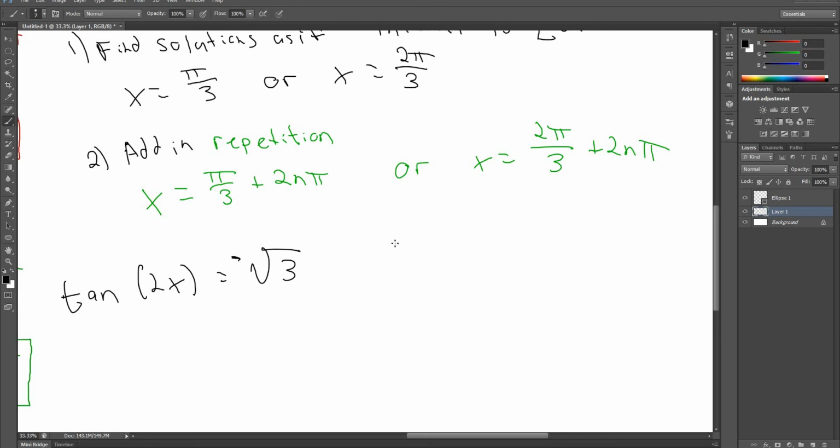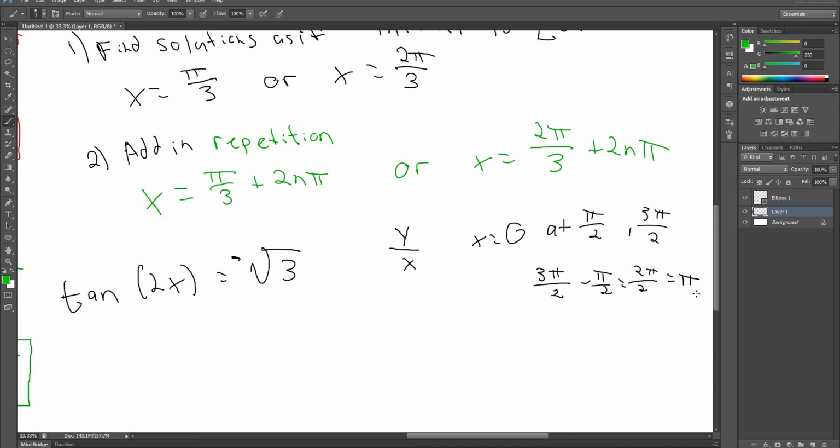Okay. We know tangent is represented as y over x. We know that x is equal to 0 at pi over 2 and 3 pi over 2. 3 pi over 2 minus pi over 2 is 2 pi over 2, which is equal to pi, so that's why our period is just pi. Because we have asymptotes at anything that's pi over 2 or anything that's 3 pi over 2, so any intervals of those.